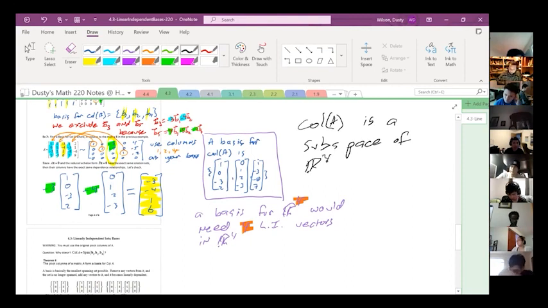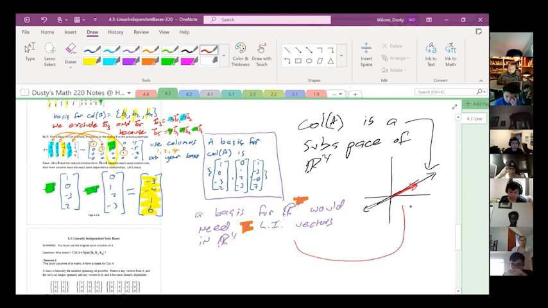By analogy, you could go back to R2 where it's easier to draw things, and you could imagine that your column space is like a line that's living in R2. It doesn't fill out the entire space. It just fills out a part of the space. And so the basis in the case of the line would just be any vector that's on the line. So that's by analogy. So good questions.